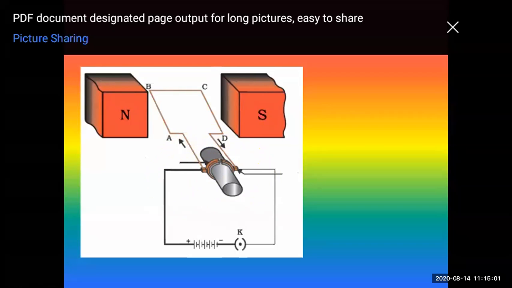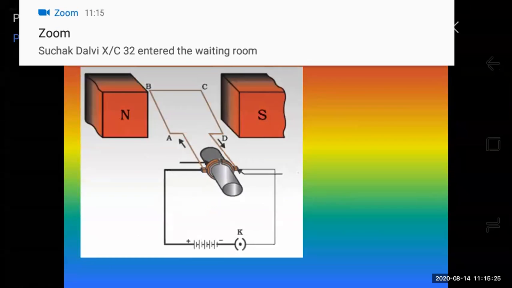When the circuit is completed as shown in the figure, what happens? The current starts flowing. How does the current start flowing? In the branch A and B. First it will start from here, from A to B through the carbon brushes E and F. Since the direction of the magnetic field is from north to south pole.